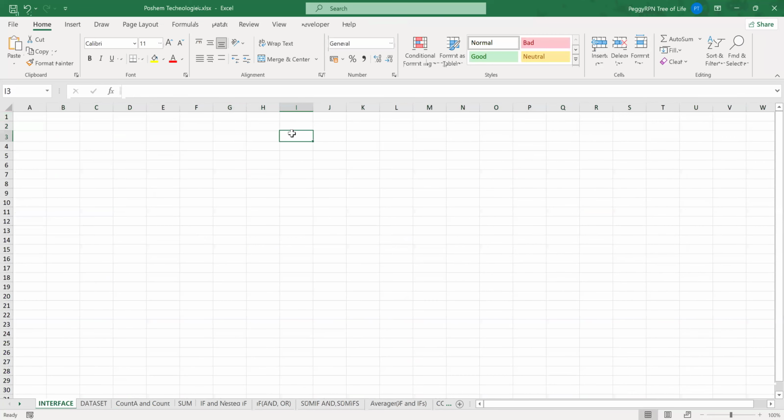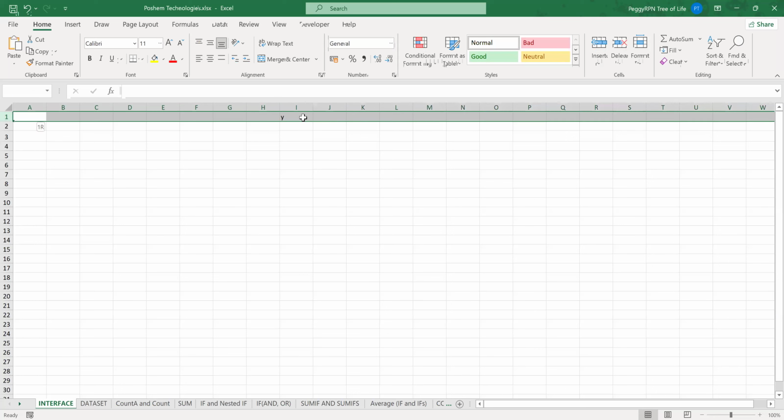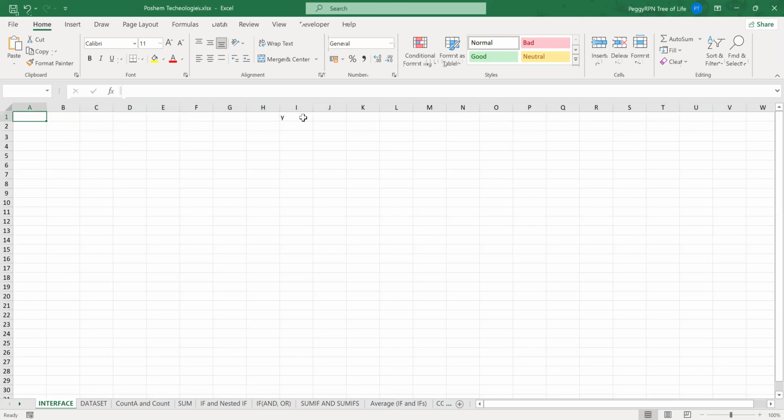So now, for example, if I put Y here, and I come here, Control Shift Right, you see it stops there automatically. It just knows that there's data here, so it assumes that you want to stop here. But now, if you don't want that, you have to press Right again to go to the end, and that's how it works. All right, same with down also.